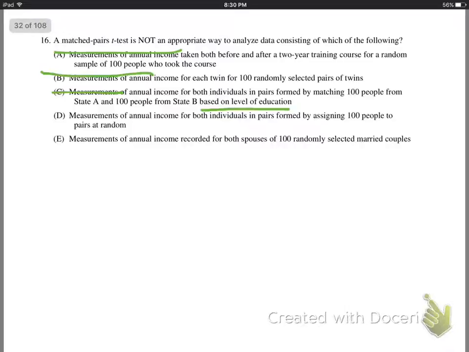Okay. Measurements of annual income for both individuals and pairs by assigning 100 people to pairs at random. Okay, you're just randomly putting people places. There's no characteristic. Okay, so I think D is the answer. Let's look at E here. Measurements of annual income recorded for both spouses. Well, typically you're not going to see a person who is a millionaire and then somebody marrying a person who's a waitress. Okay, typically the people, they have that somewhat similar trend together. So the answer is D.